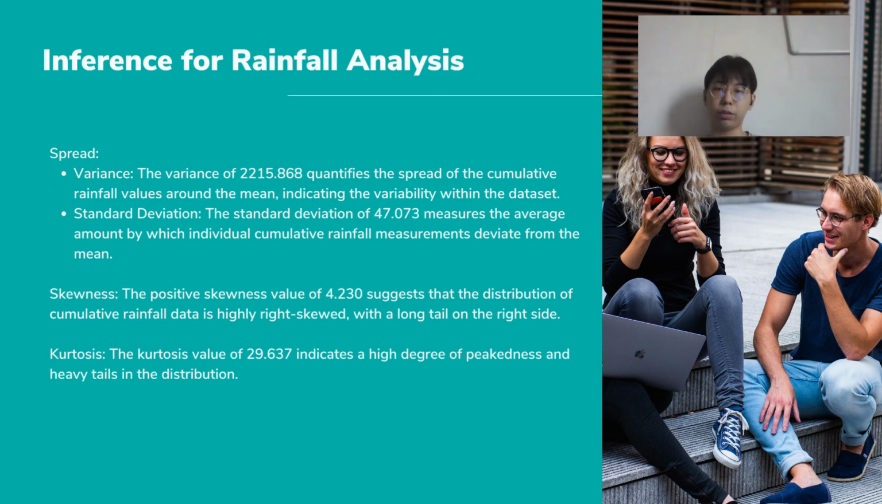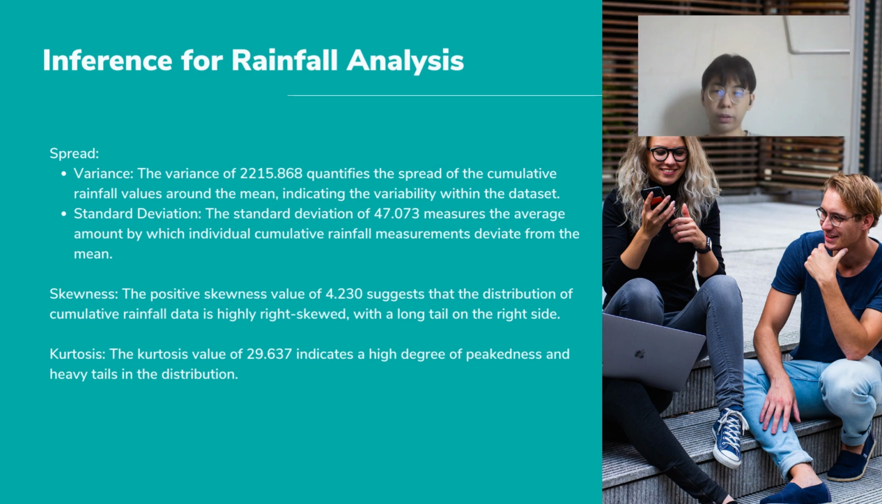The next is the skewness of the rainfall variable. The positive skewness value of 4.23 suggests the distribution of cumulative rainfall data is highly right-skewed with a long tail on the right side. This indicates a few instances of very high cumulative rainfall values compared to low-level values.